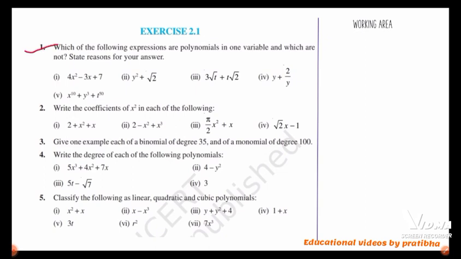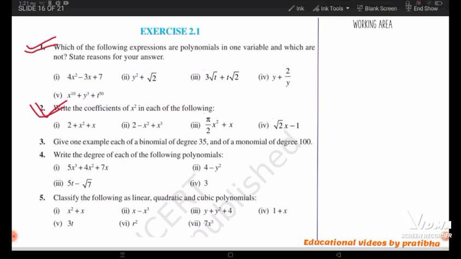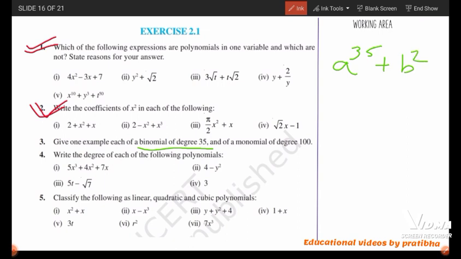So we have done with question number 1, and we have done with question number 2. Now let's see question number 3. Give one example each of a binomial of degree 35 and a monomial of degree 100. You can write any example. Now we want a binomial of degree 35. So we can write a raised to power 35 plus b raised to power 2. So the degree will be 35. Then for a monomial of degree 100, I can write x raised to power 100.